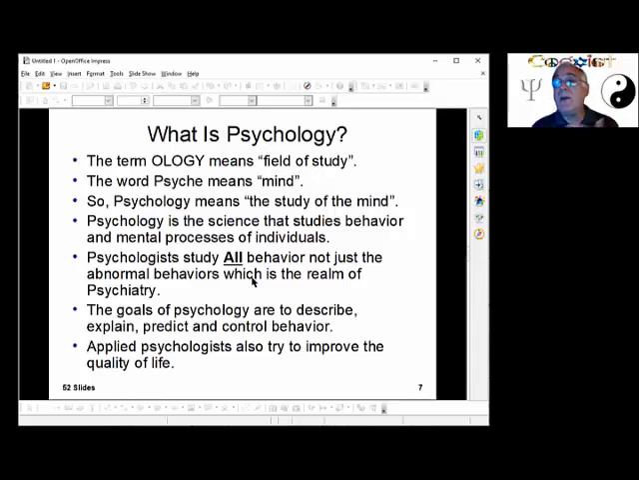Right? So why do we study all behaviors? Because we want to know what the good behaviors are, what creates good behaviors, how we define the good behaviors, so we can very specifically define the abnormal pathological behaviors. That's why psychologists study all behaviors. And we will see in another lecture that there is a whole section of psychology that studies only positive behaviors. It's called positive psychology, and it was created in the 1990s. It's fairly new.